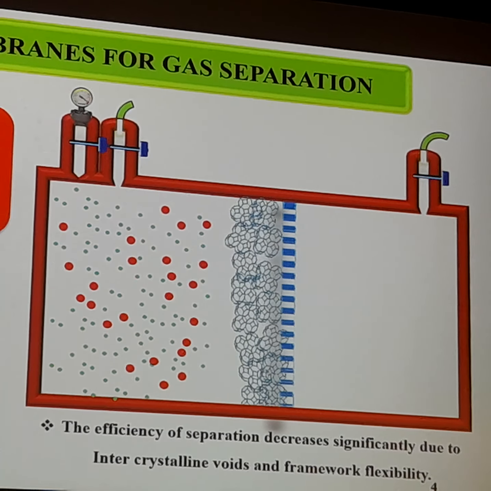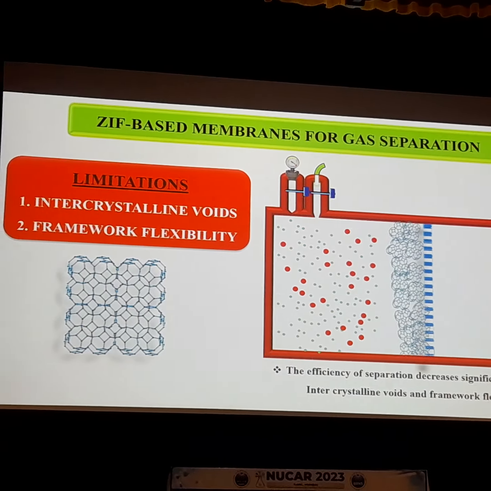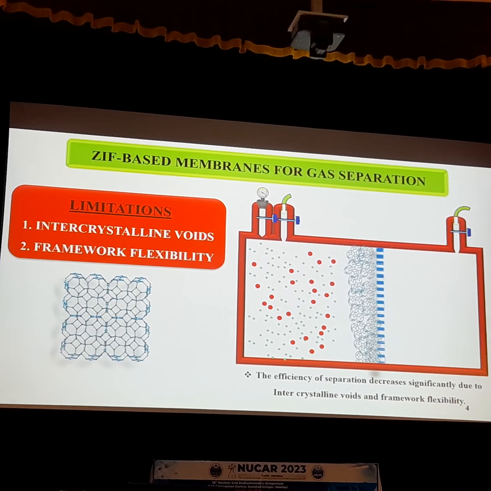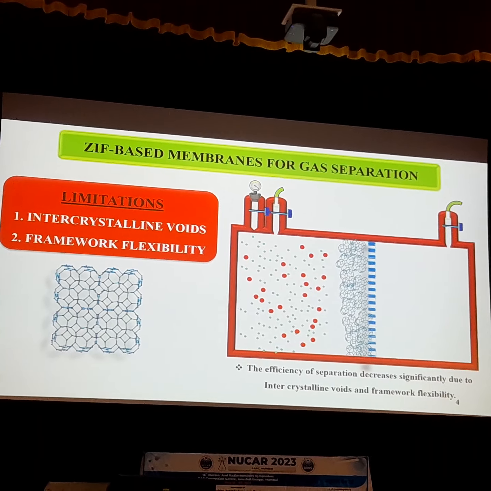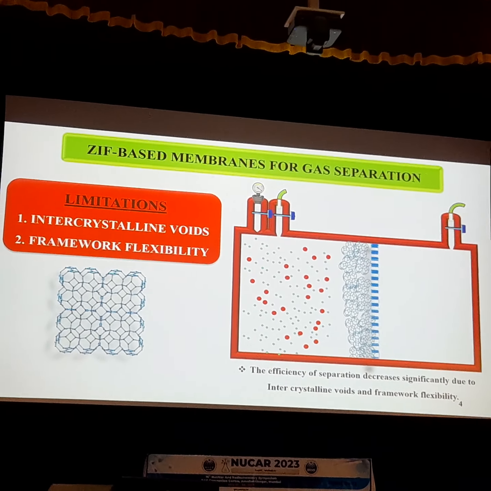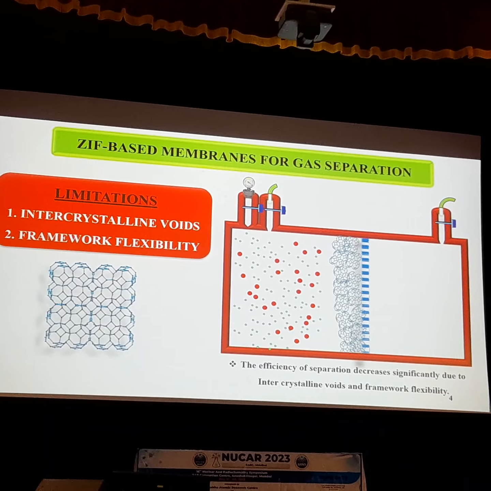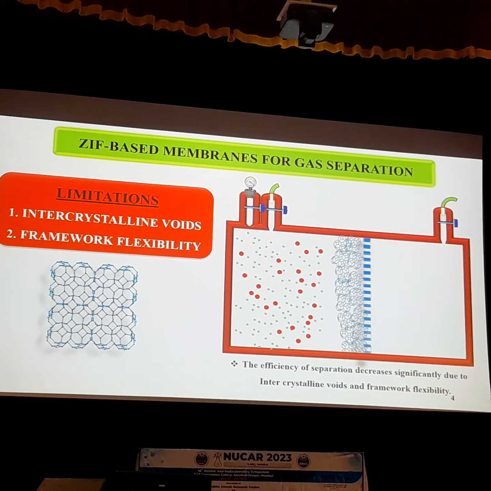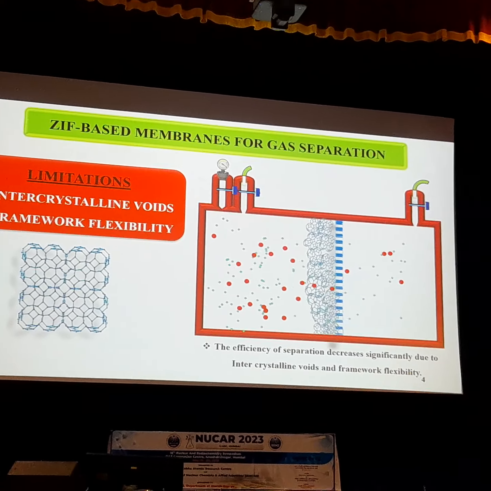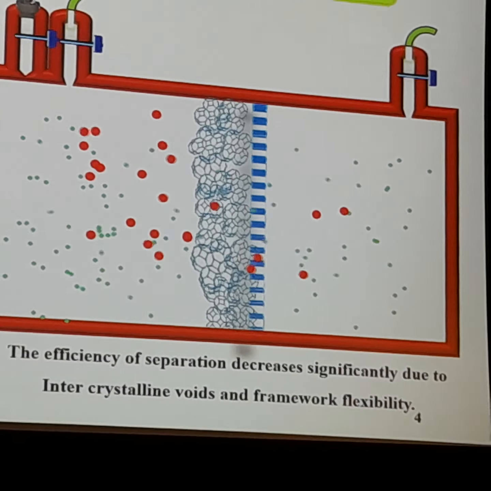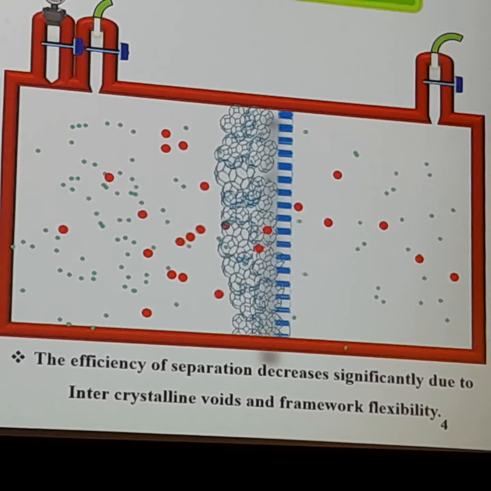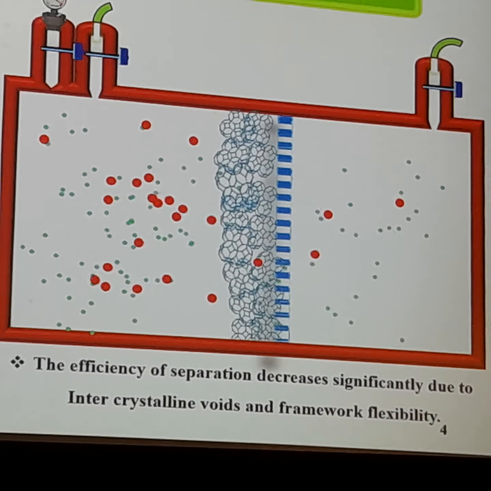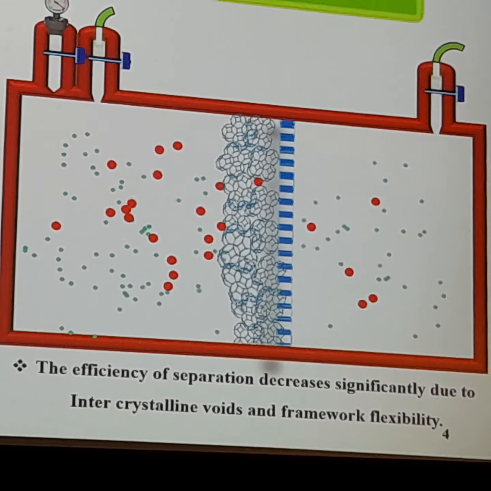In the real situation, we have to face these two limiting factors. One is the intercrystalline void, another one is the framework flexibility. So if I try to deposit a ZIF material on a porous substrate, there will be some intercrystalline voids through which the larger size molecules will also pass through. Another is the framework flexibility. Because of the gas molecule interaction with the ZIF material, the pore size may increase. So by these two limiting factors, my efficiency of separation is getting seriously affected.